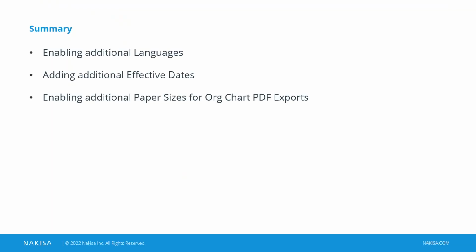To summarize, in this training video, we've seen how to enable additional languages such as French. And then we've also seen how to add additional effective dates for viewing the slices of data for the past, present, and future. And we've also seen lastly how to enable additional paper sizes for org chart PDF exports.